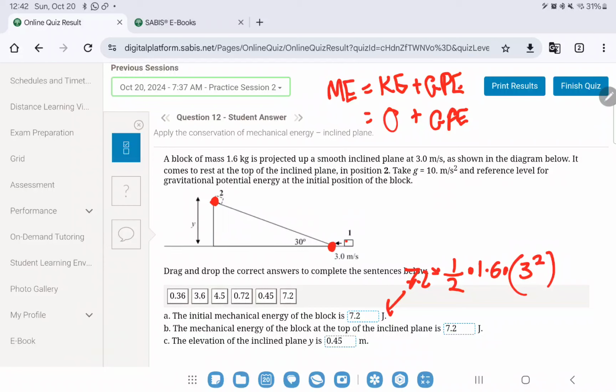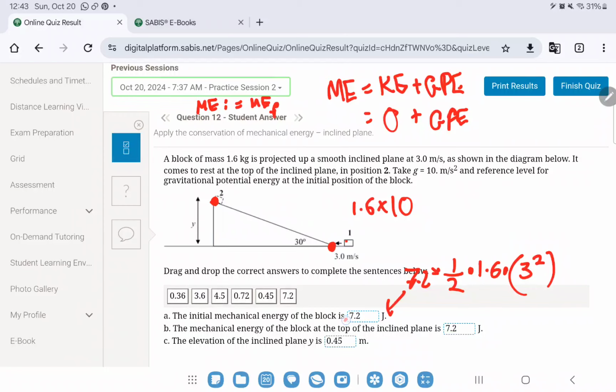Because of this, we need to find GPE, which is equal to mgh. So let's see, m is 1.6 times g, which is 10, times h. We don't know h, but we know that the rule is when it's a smooth inclined plane, mechanical energy initial equals mechanical energy final, because it's the conservation of mechanical energy.